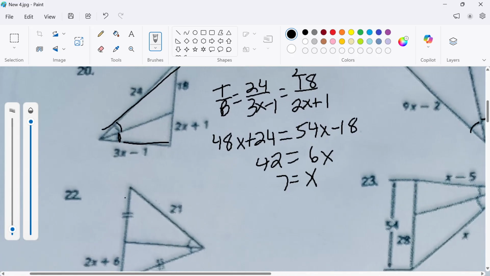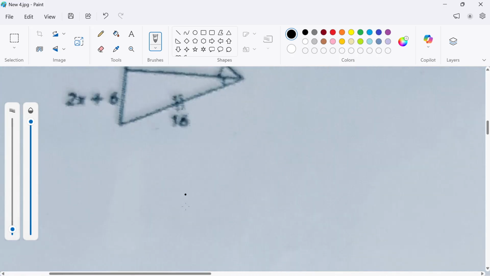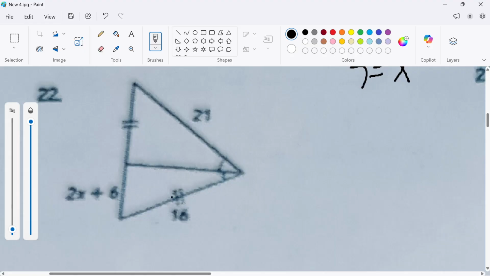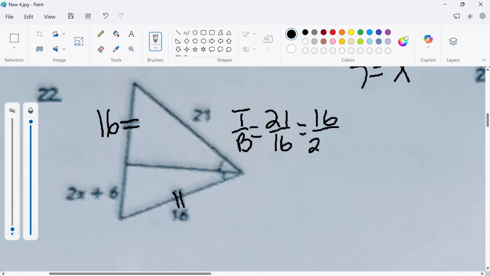Well, here's another one, and I'm looking at these numbers. This has 2 tick marks. This is 2 tick marks. This is 2 tick marks. So this is 16. And I'm looking at these numbers, and it's not going to come out even, but I'm going to check it. I'm going to do top to bottom. I'm going to do the slanties. 21 is to 16 as the straights, 16 is to 2x plus 6.